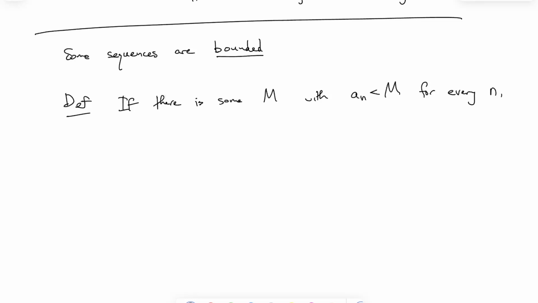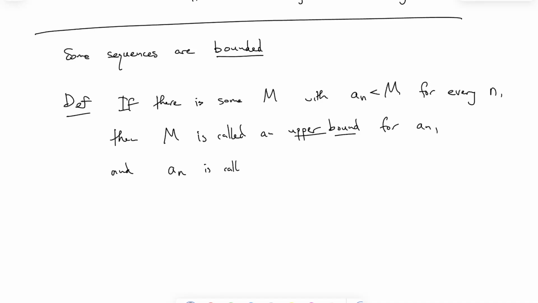then that number is called an upper bound for the sequence. Then this number, big M, is called an upper bound for the sequence a_n, and a_n is called bounded above.